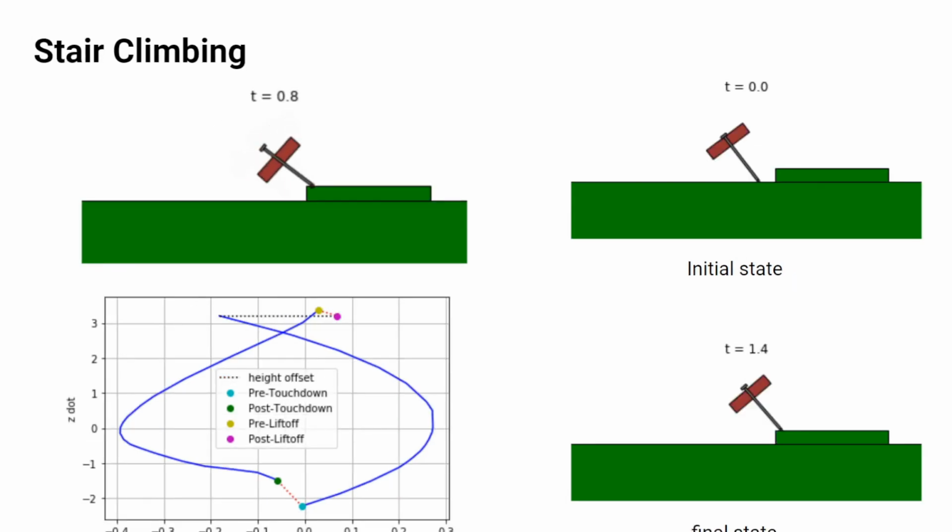Next, we had the robot climb upstairs, and it was able to do that. Once again, you can see the graph of the state space is very similar, except now we have a z height offset. And once again, the initial state and final state are very similar as well.